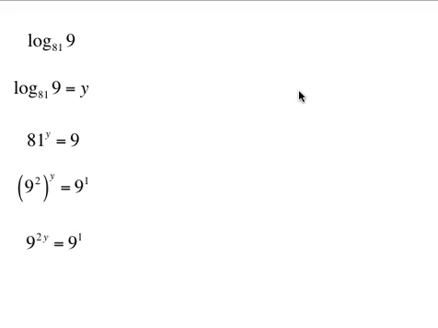Next up is log base 81 of 9. Again, I'm going to introduce y and say log base 81 of 9 is y. So then 81 to the y equals 9. But what is 81? 81 is 9 squared. 9 squared to the y is 9 to the 1. 9 to the 2y, raise a power to a power, multiply exponents. 9 to the 2y is 9 to the 1, and 2y is 1. Divide by 2, y is 1/2.